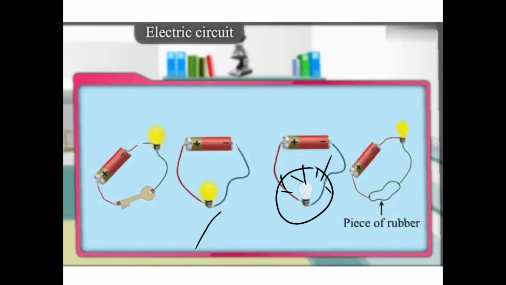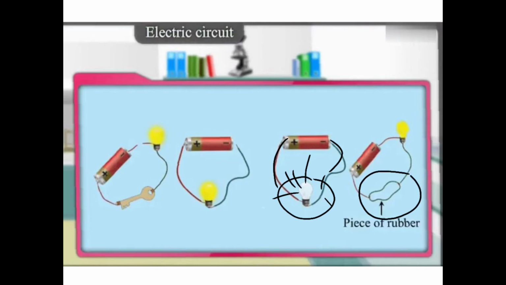In the third diagram, if you observe, both the ends are exactly touching the metal wire and the cell properly, so the bulb will glow. The white is showing the bulb is glowing and emitting light. Now in the fourth case, both the ends of the wire are properly touching, but in between they have kept a piece of rubber. Rubber is a non-conducting material, so the current will not flow through it. Correct?